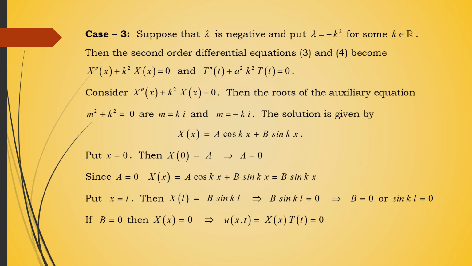Next we consider our second differential equation, T double dash of t minus a square lambda T of t equals 0. If we substitute lambda equals minus k square, we get T double dash of t plus a square k square T of t equals 0.